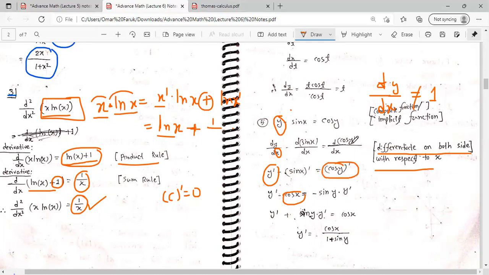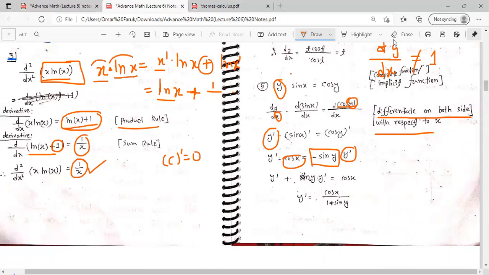And d by dx of cos y. Again, we are differentiating y with respect to x, so we cannot differentiate it directly. That's why we have to use the chain rule. The chain rule is derivative of outer function multiplied by derivative of inner function. The outer function is cos y, so the derivative of cos y is minus sin y. And the inner function is only y, so the derivative of y is y derivative, okay.